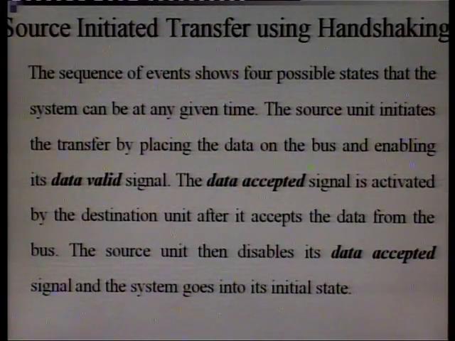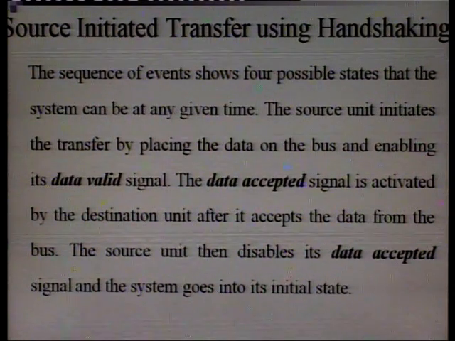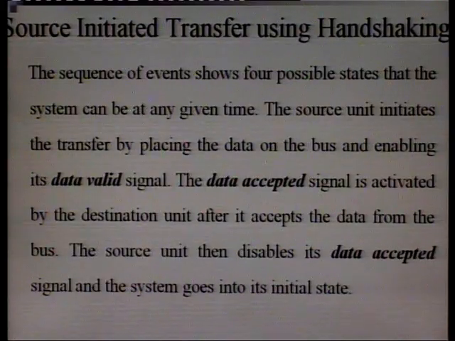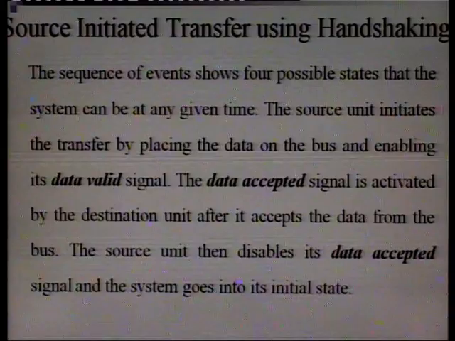Here the signals are used. Whenever the source initiates the transfer and sends the data on the data bus, it enables the data valid signal. Then the data accepted signal is activated by the destination unit after it accepts the data from the bus. After getting the data accepted signal from the destination unit, the source unit then disables the data valid signal and the system goes to the initial state, that is, the starting state.